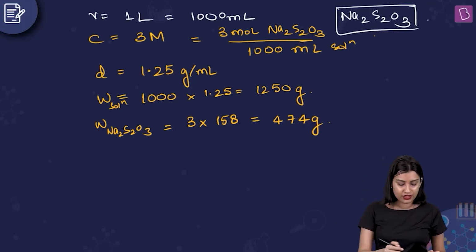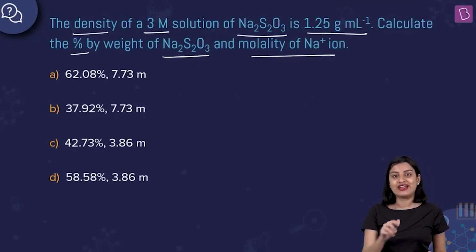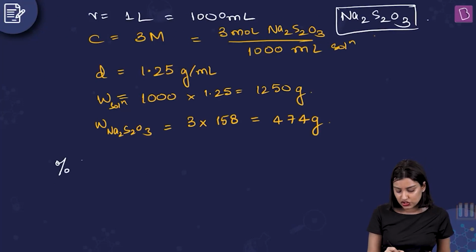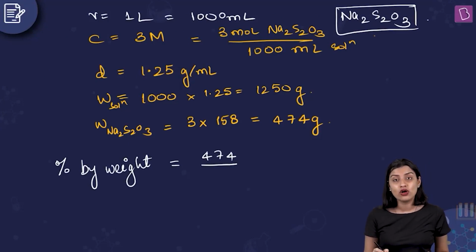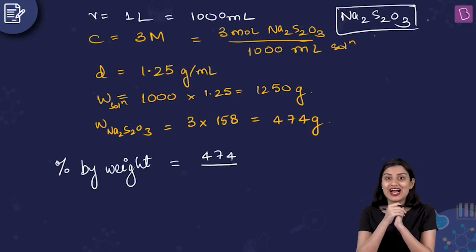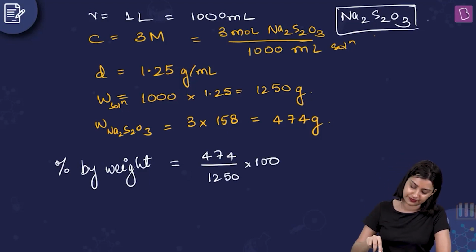Okay, fine. So now what do we have to do? We have to calculate the percentage by weight of Na2S2O3. So percentage by weight is going to be 474 divided by what weight will you take? Will you take weight of solvent or weight of solution? We have to take the weight of solution, right? So you take 1250 and since it is percentage, you multiply it by 100.